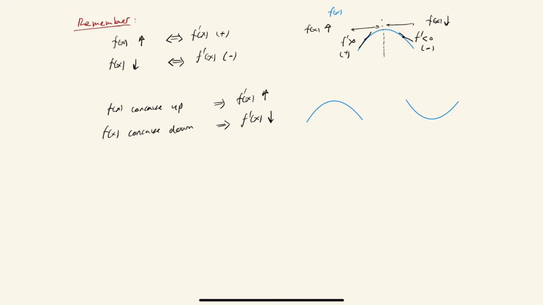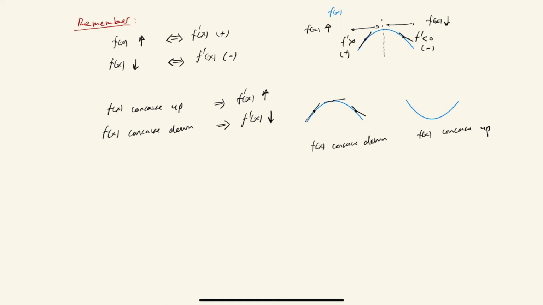Now in case of concavity, note here on the first graph, f of x is concave down, and on the second one, f of x is concave up. Now I want to see the behavior of the function f prime of x through this curve. So I'm going to draw this tangent line through the curve.